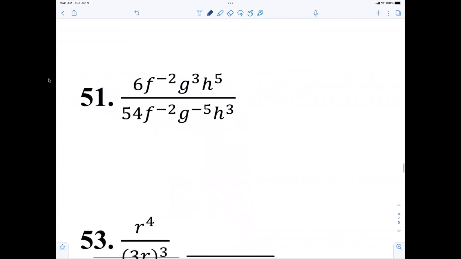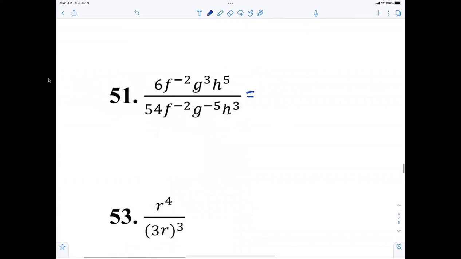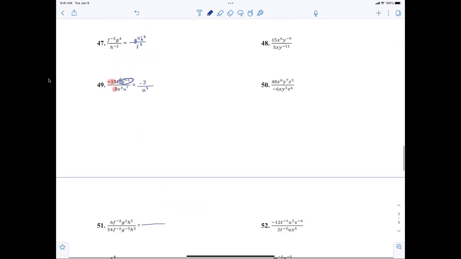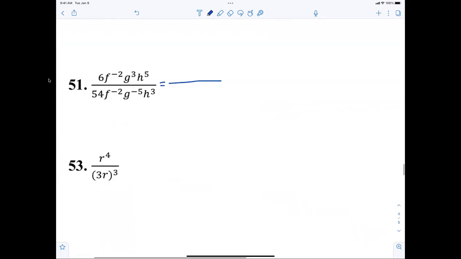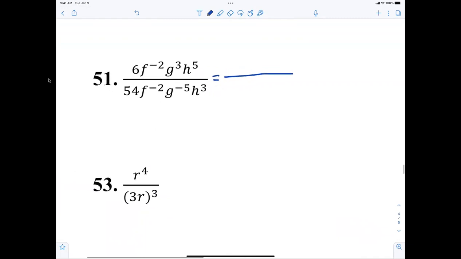Let's have some more fun. Attack the numbers first. What do I got? 3 to 27. I'm on 51, am I not? So what is 6 over 54? Oh, 9. 9 on the top or the bottom? 9 on the bottom. Right. So I would like you to say 6 over 54 is 1/9. Think back to 5th grade.